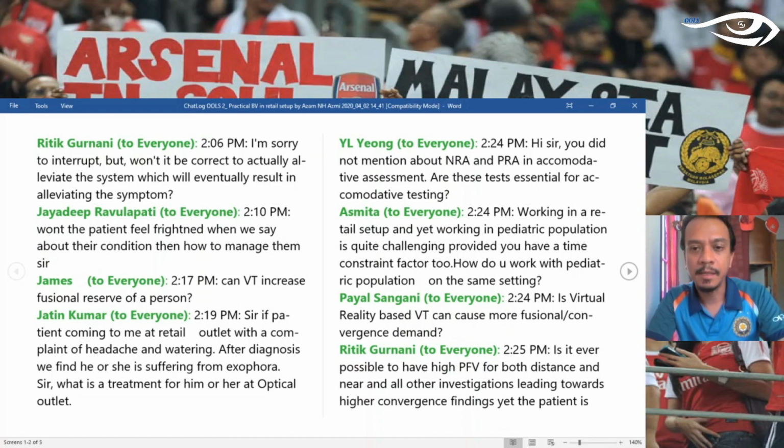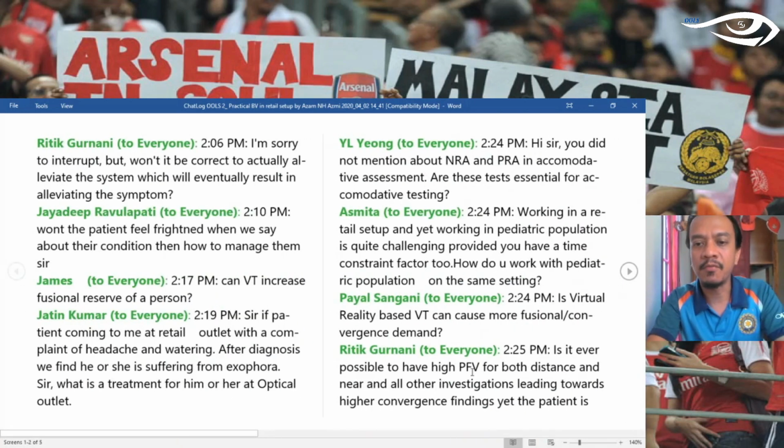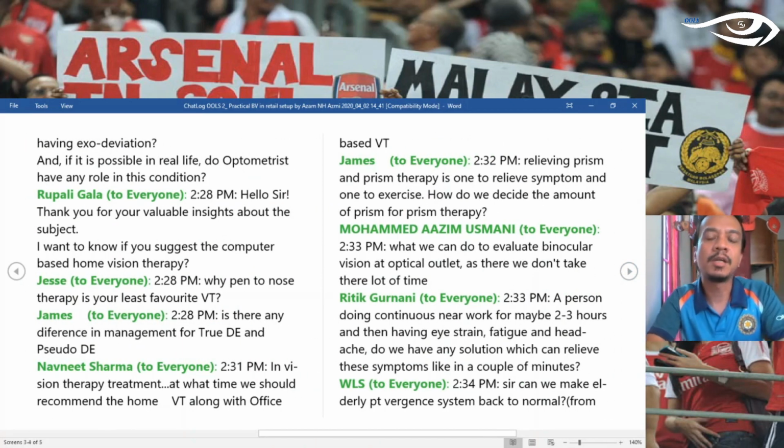And then the second question from Ritik Gurnani: is it ever possible to have high PAV for both distance and near and all other investigations leading toward higher convergence findings, yet the patient is having exo deviation? And if it is possible in real life, do optometrists have any role in this condition? So she's talking about the NFV findings, PAV findings, but still the patient is having exo deviation.